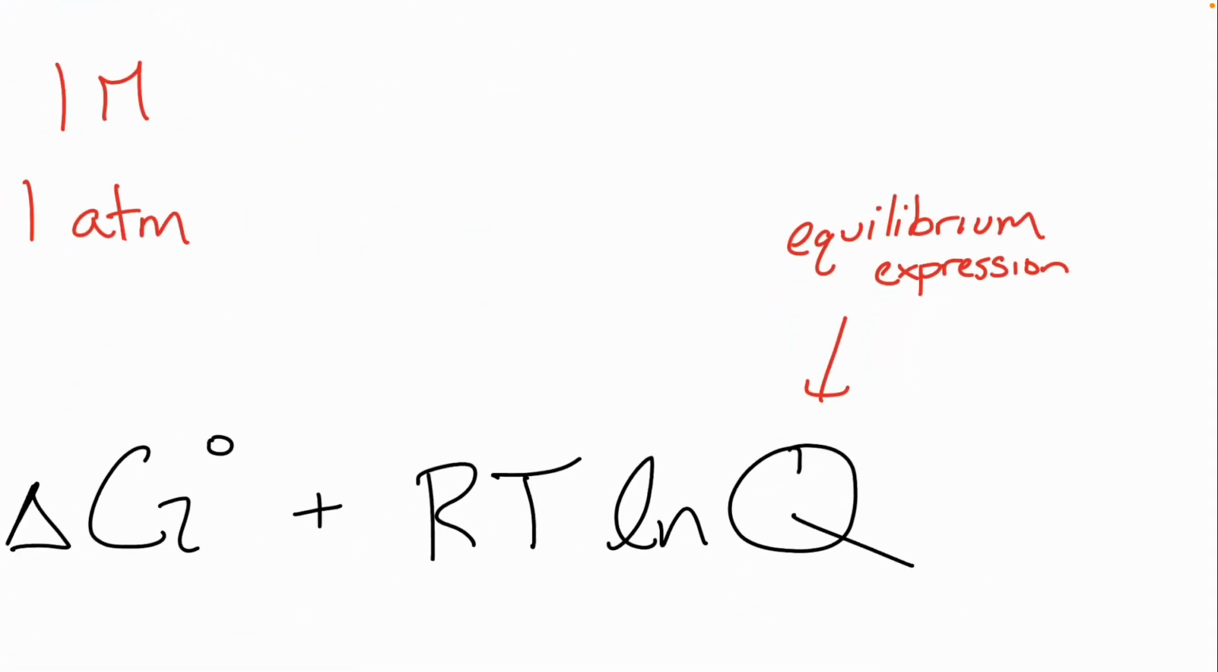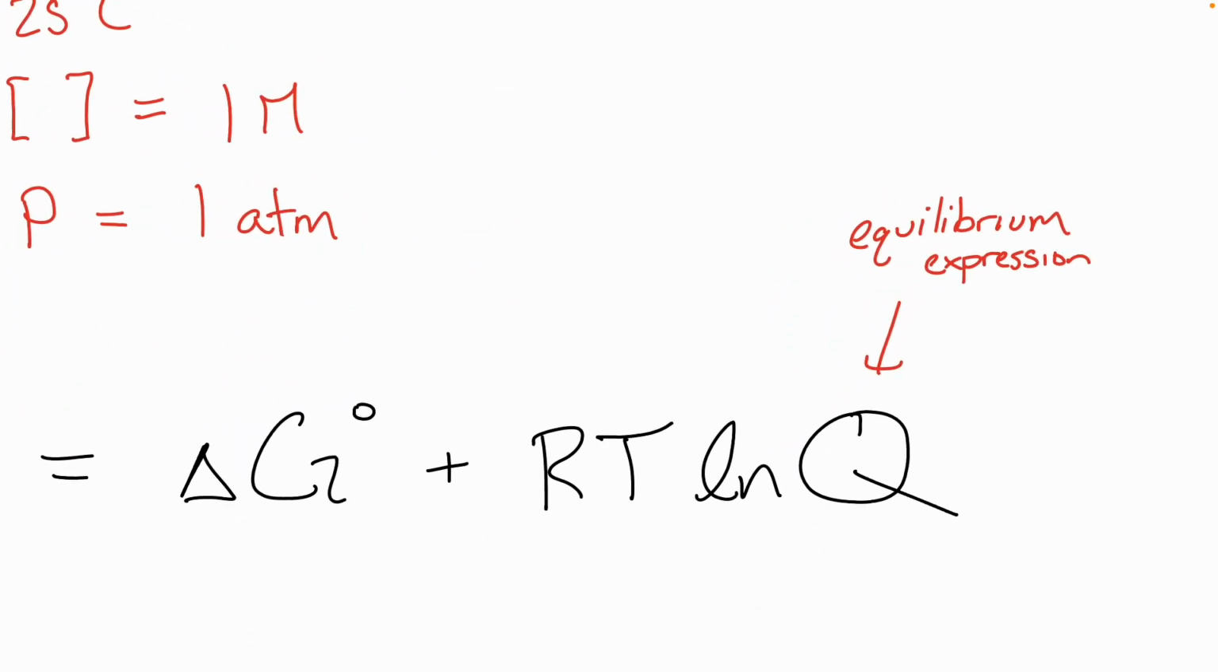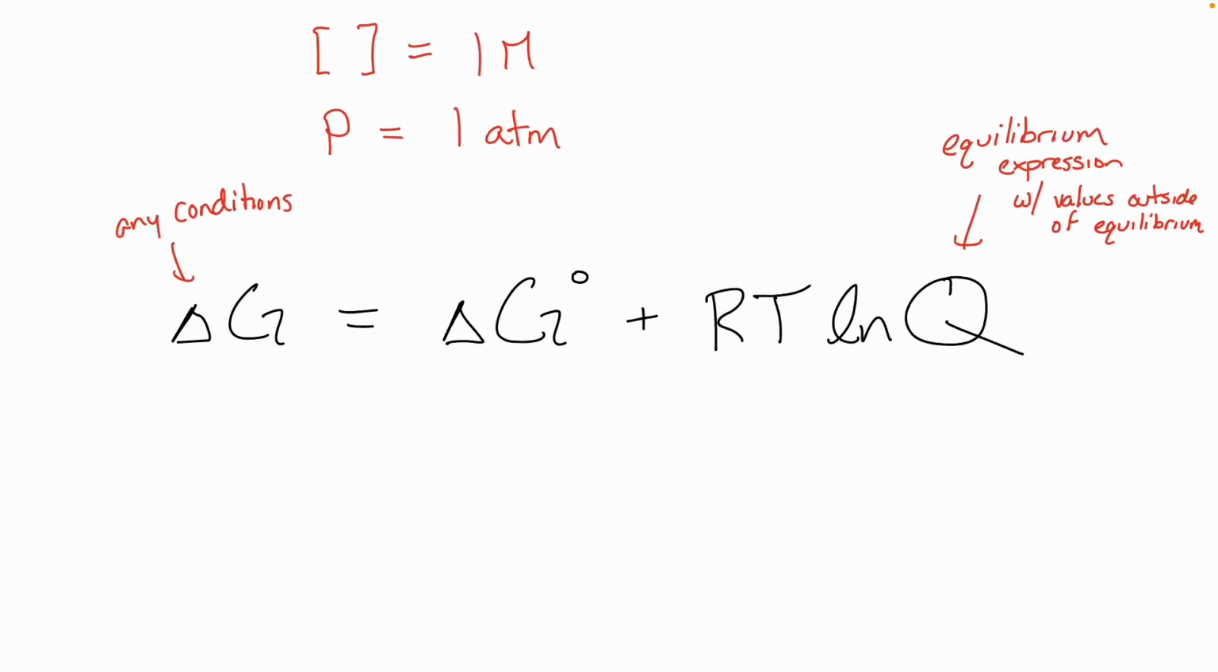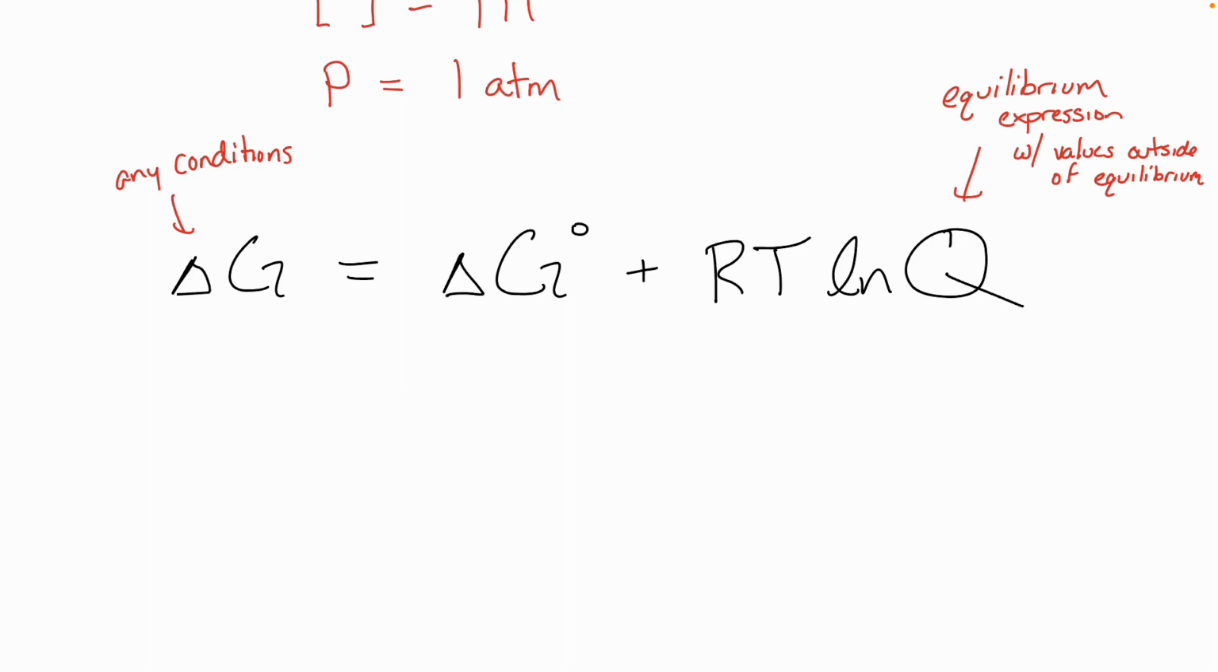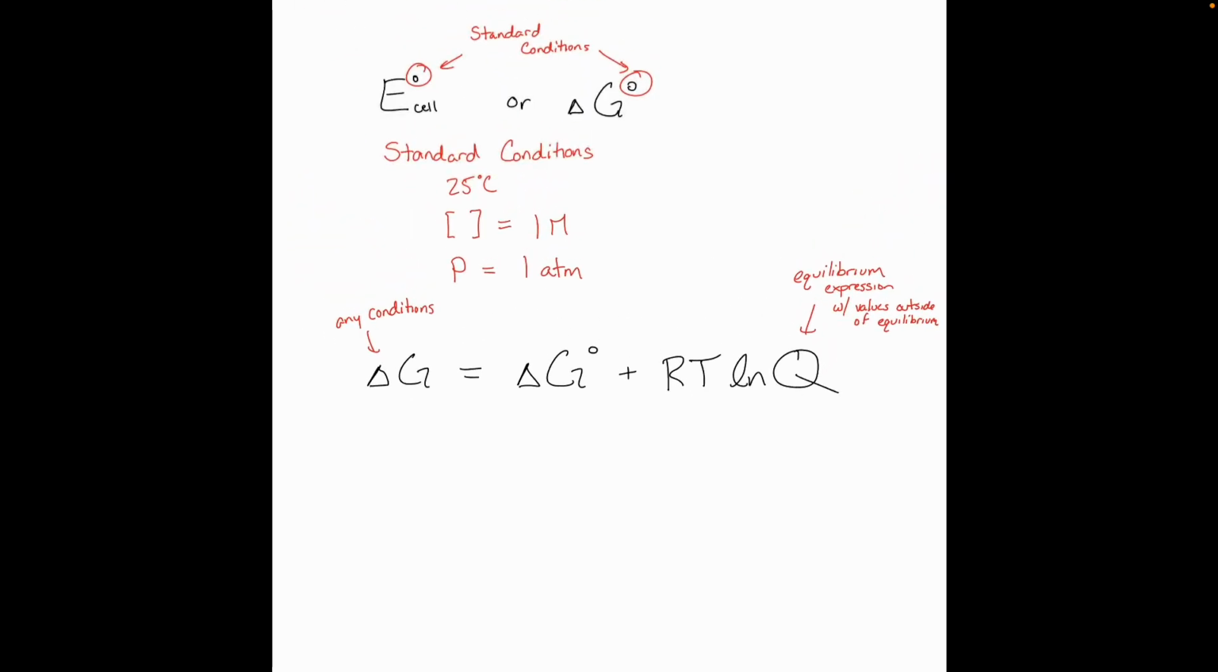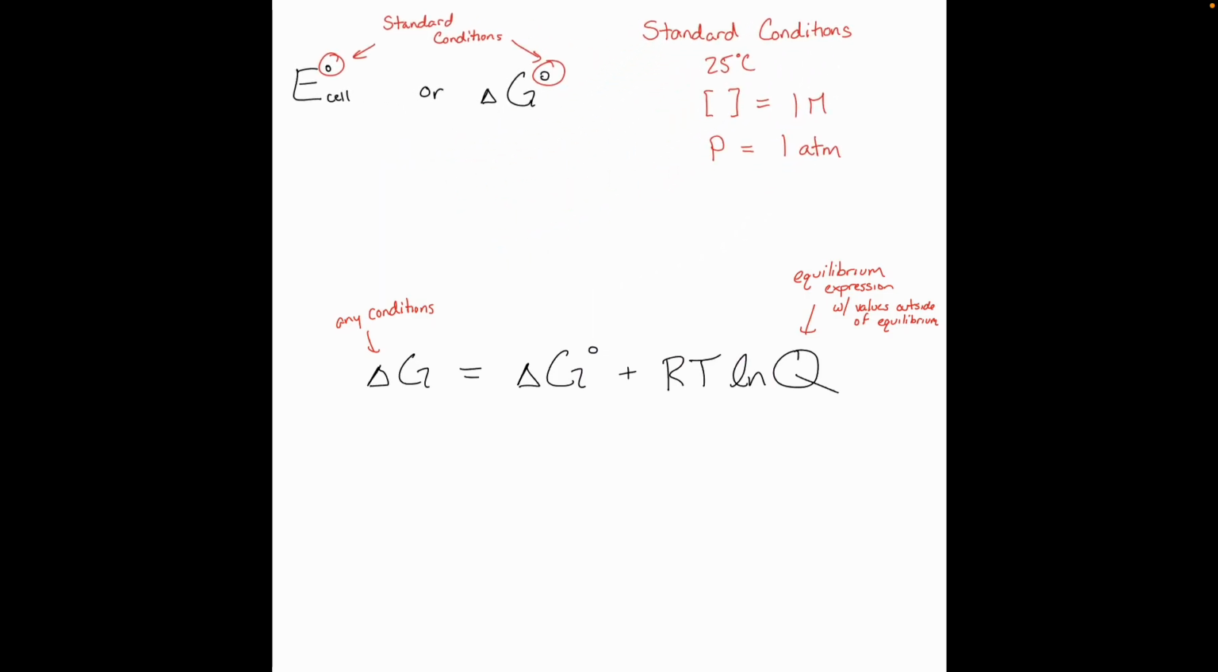All right, but remember, the magical thing about Q is that it's the same equilibrium expression, but when you plug in values outside of equilibrium. Okay, so now let's go ahead and plug in our expression that we just built for this delta G naught.